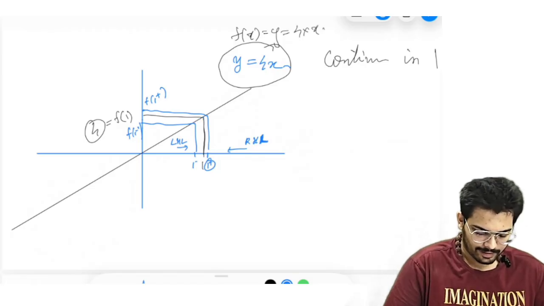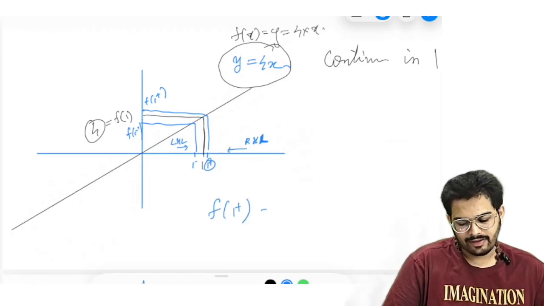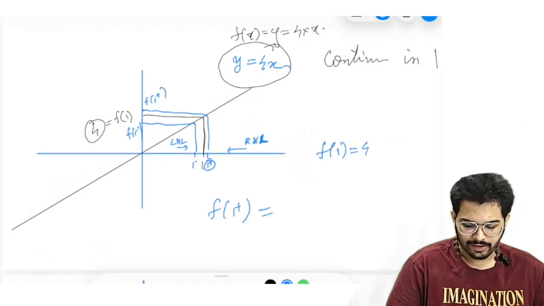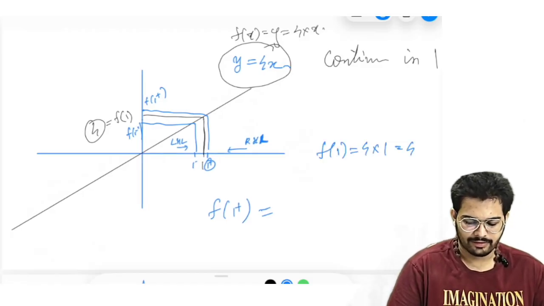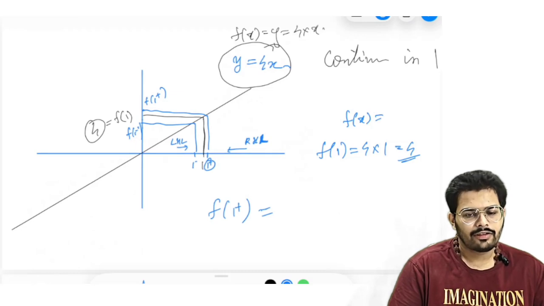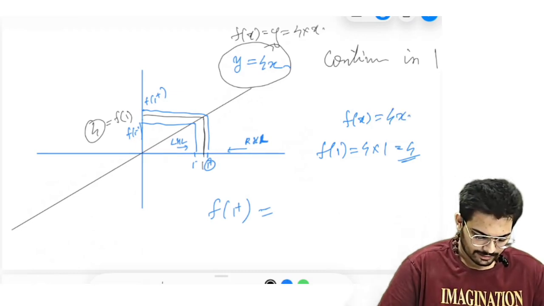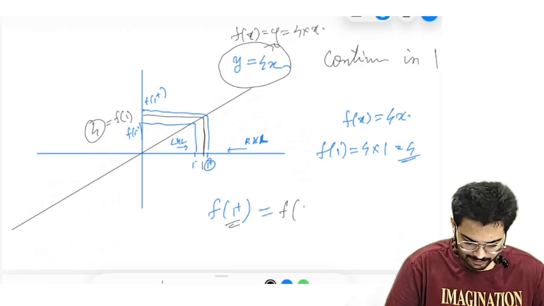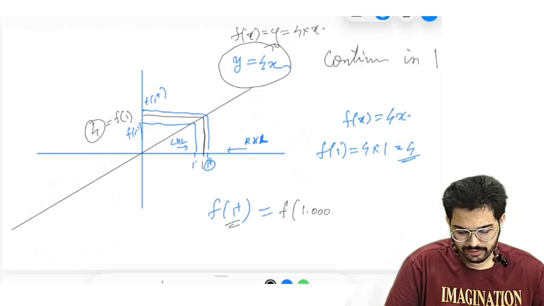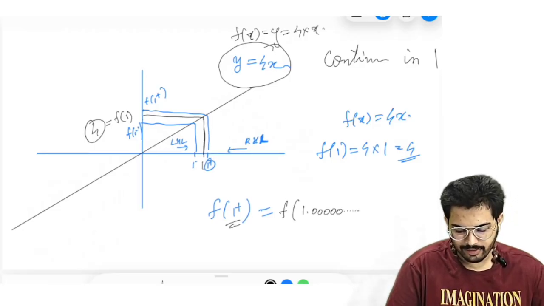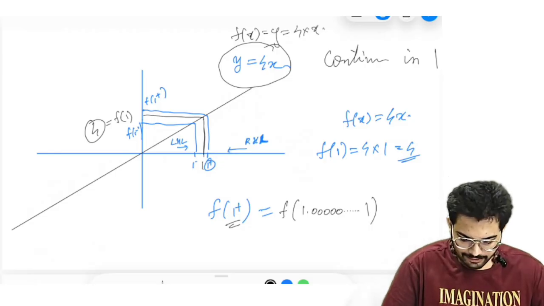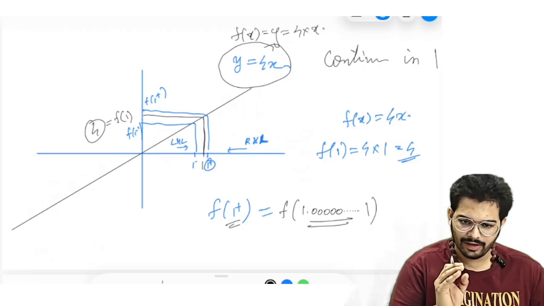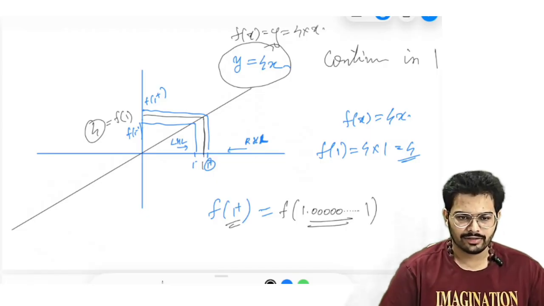For finding f of 1 plus, actually what is f of 1 plus? F of 1 equal to 4 into 1, that is 4, because f of x equal to 4x. But actually what is the value of 1 plus? 1 plus is a value that is 1.0000000, with an infinite number of zeros. So we can't identify the exact value of this x, because it is just a value slightly increased. We don't know how many zeros there are.